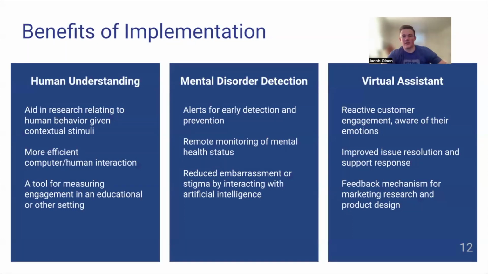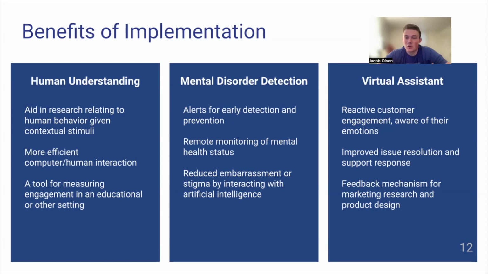I narrowed it down to 3 main categories: human understanding, mental disorder detection, and virtual assistant. So with human understanding, I really think the possibilities are limitless here. There's a lot of research that can be done using a model like this to understand human behavior, again, given stimuli, right? Just set up a scientific experiment, more efficient computer-human interaction, maybe in an educational setting, again, measuring engagement.